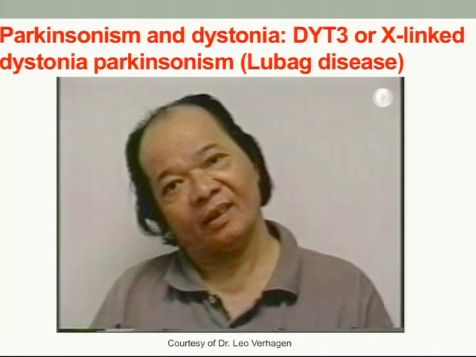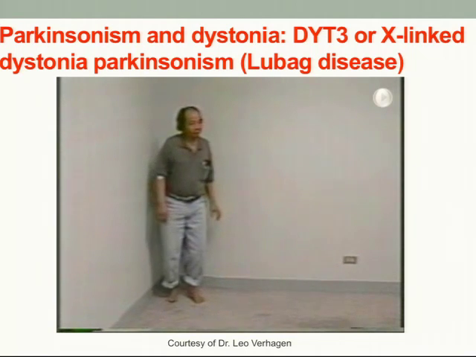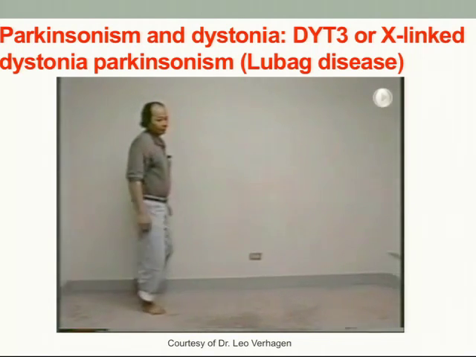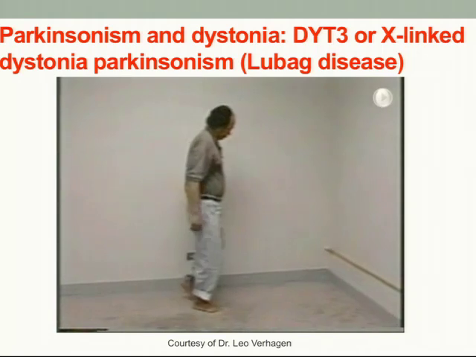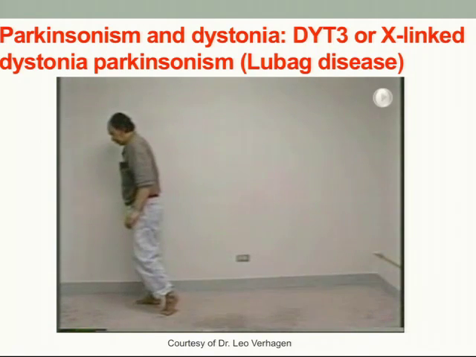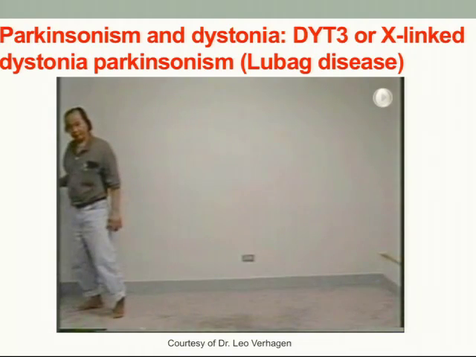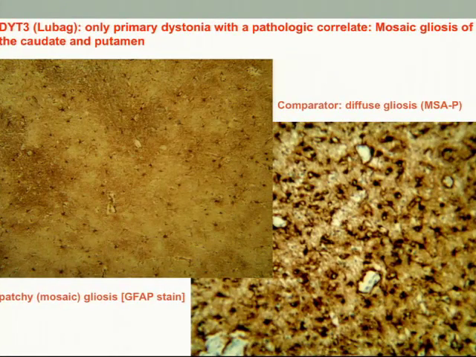Finally, the combination of Parkinsonism and dystonia in a Filipino has to make us think of Lubag disease. So that's a very important condition, and it's the only one of the primary or genetic dystonias that has a pathologic correlate, which is this mosaic gliosis of the putamen.